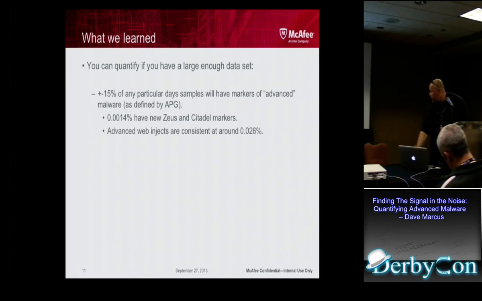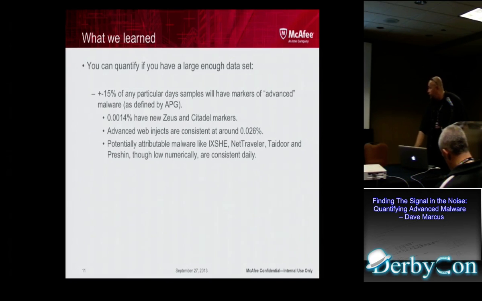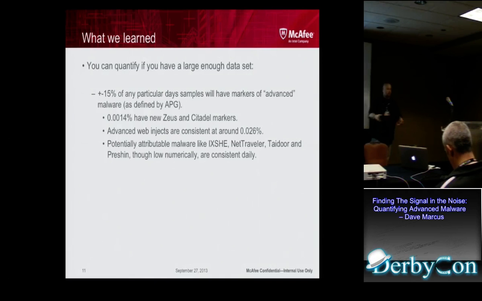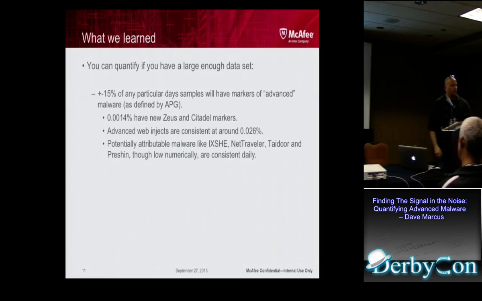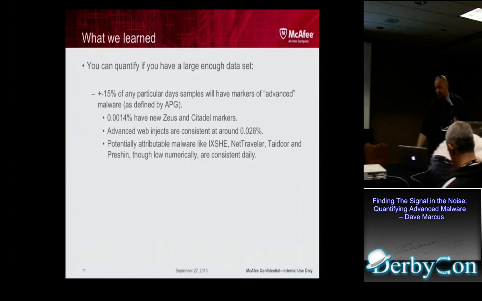All right? Web injects consistent, and all these are consistent numbers, by the way. We consistently see about that range. Every single day, the web injects are at about 0.26. That goes in line with the cybercrime stuff, right? These are where we focus a lot of our research, on the Ixchi, Net Travelers, Tidors, and Impressions of the world. Every single day, we see the same number. And it's about the 0.026 number as well. So it's out there, it's quantifiable. The numbers are very, very low, but that's kind of what you figure when you're talking about what people would call an APT, right? You would figure you're going to see small amounts of it. We're seeing small amounts of it.